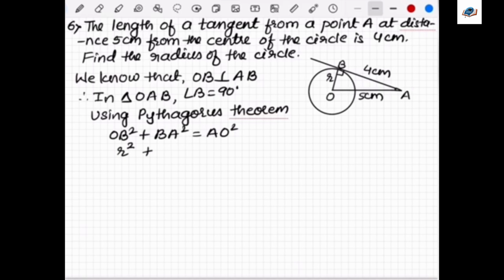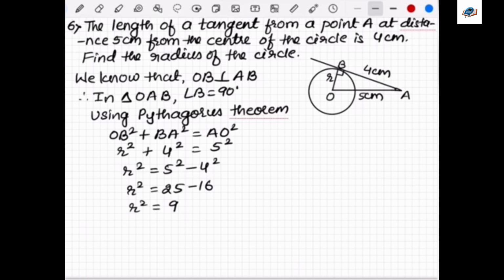So R square equal to 5 square minus 4 square. So R square will be equal to 25 minus 16. So R square I got as 9. So R square equal to 3 square. So therefore R equal to 3 centimeter. So therefore R equal to 3 centimeter equal to OB.